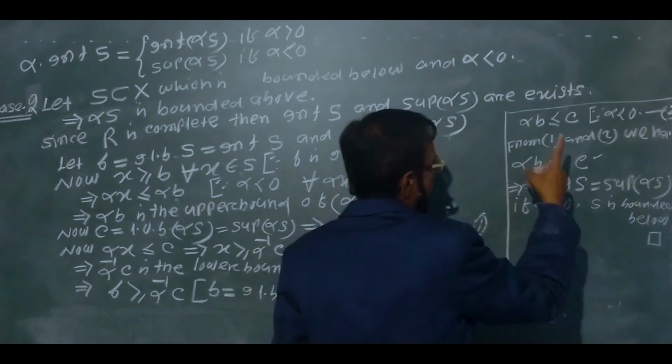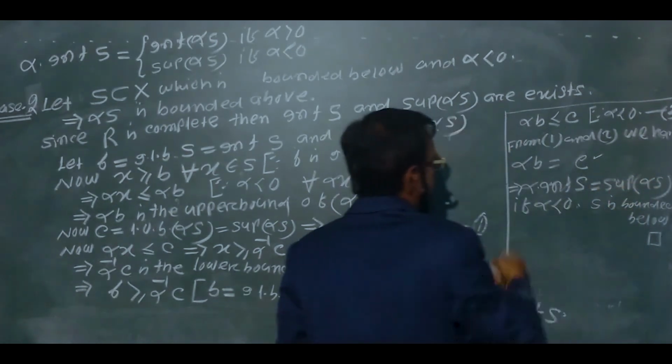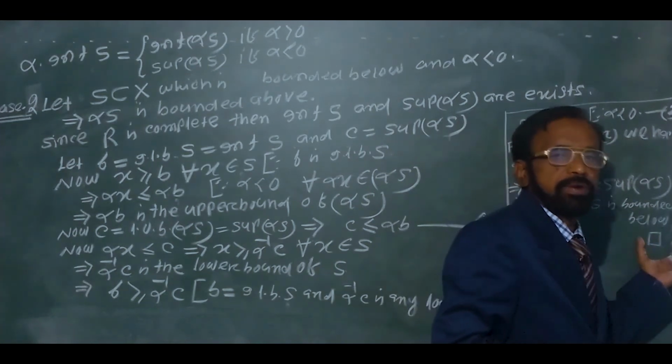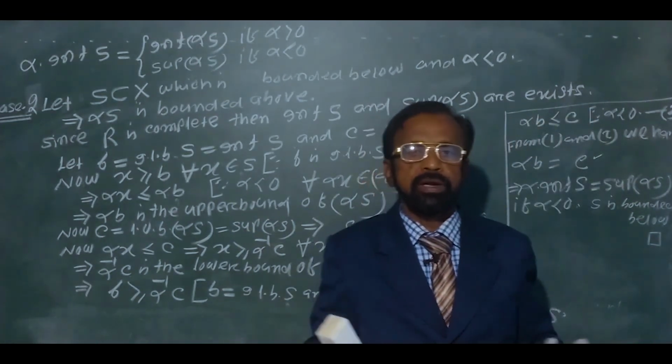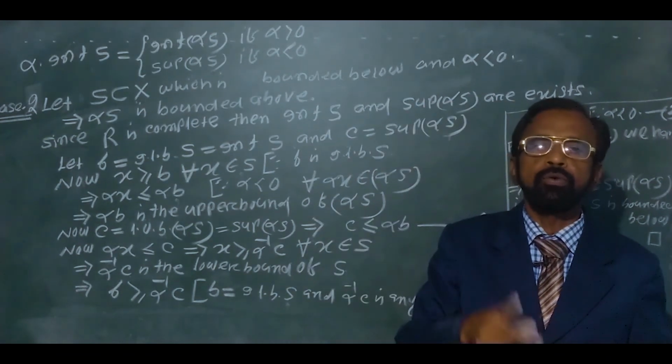Alpha into infimum of S equal to supremum of alpha S when alpha is less than 0 and S is bounded below. That means my theorem is totally complete. Now we discuss only two corollaries.